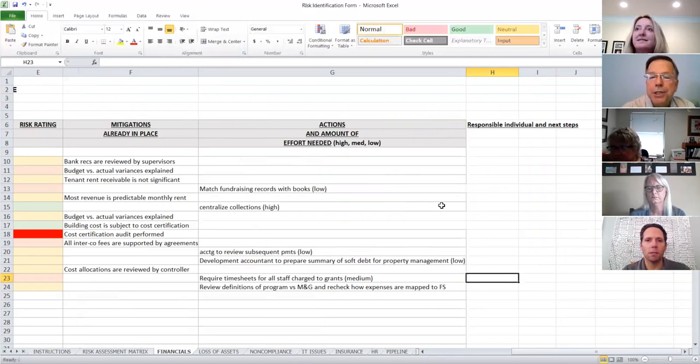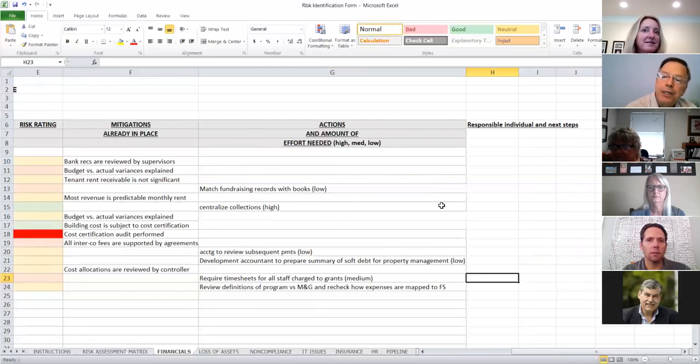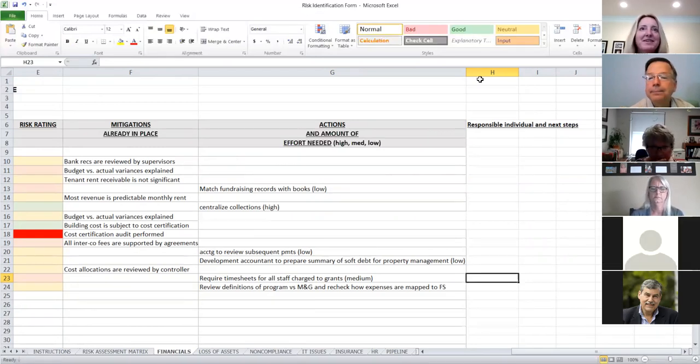Yeah, those are great suggestions. I'll incorporate that. You know, I guess the question is, how far should this tool go? Is it the be all and end all of the whole process, or is it just a roadmap? And then each of these risks will eventually get dealt with in some other format, and this is just a way of summarizing what's going on. But I will add that responsible individual and next steps thing. Art, did you have a comment?